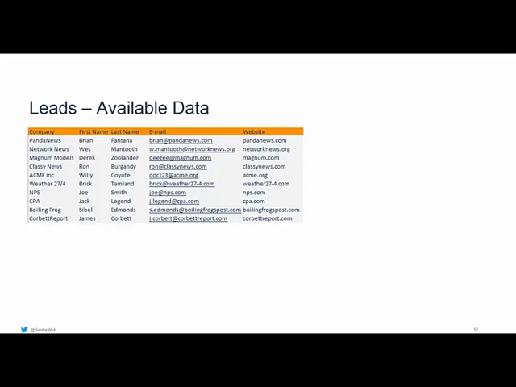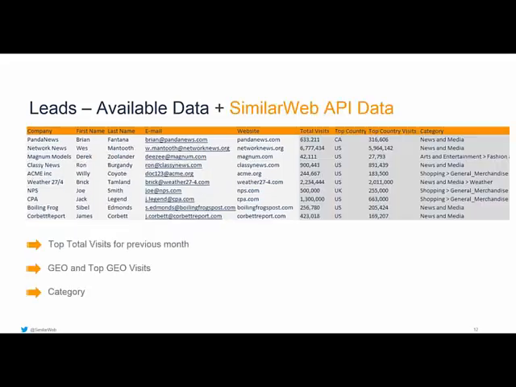You have the company, the first and last name, the email, and the website. And we're going to add SimilarWeb data to that. Now, in this particular case, I chose to look at total visits. It's always good to sort by visits, at least initially.